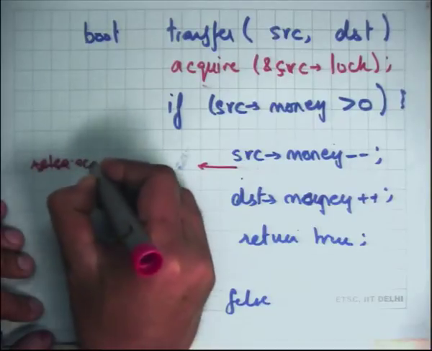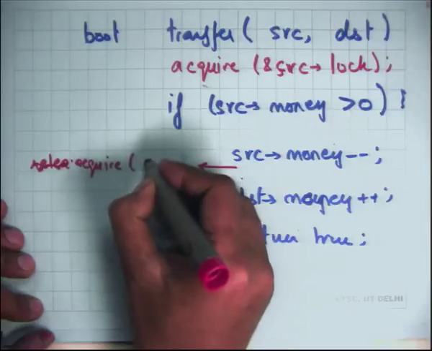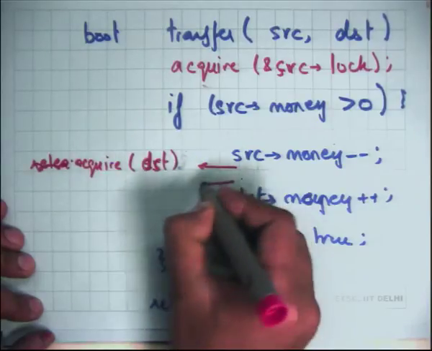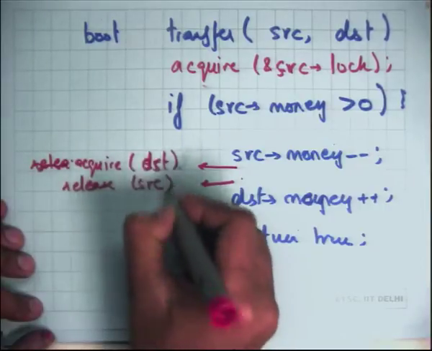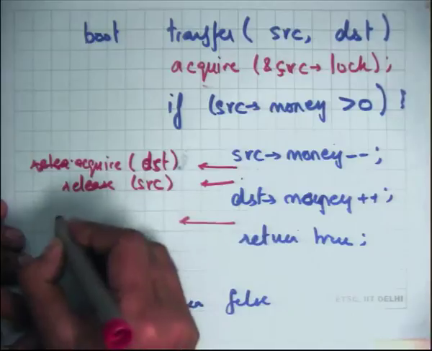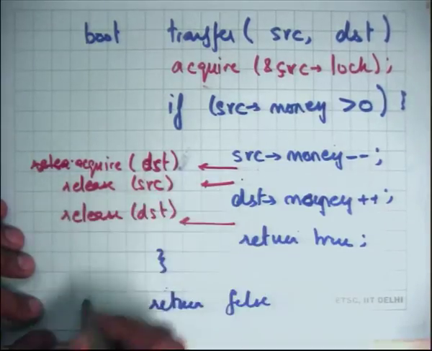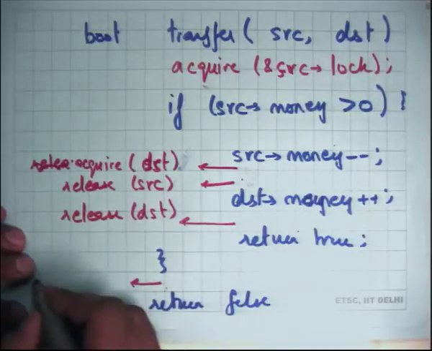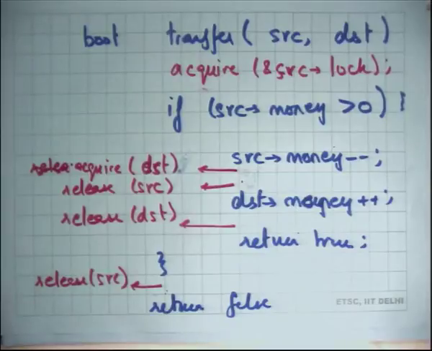Let me just shorthand it. So you acquire source, you acquire destination, you release source, and then you release destination.